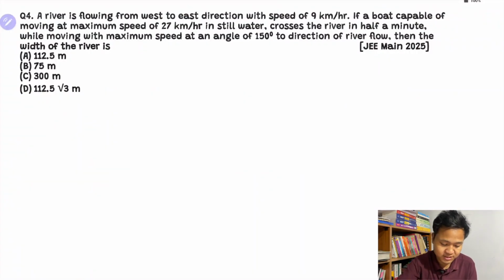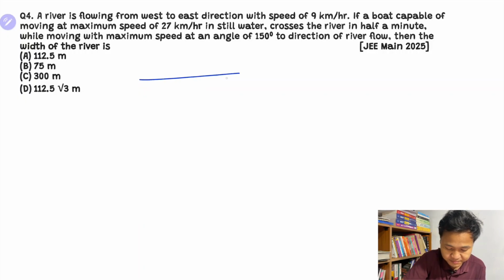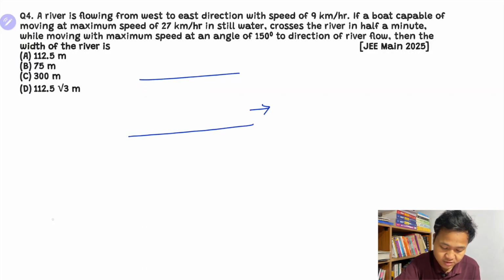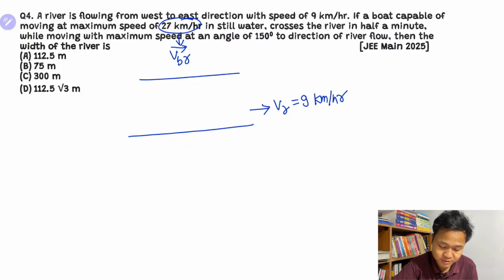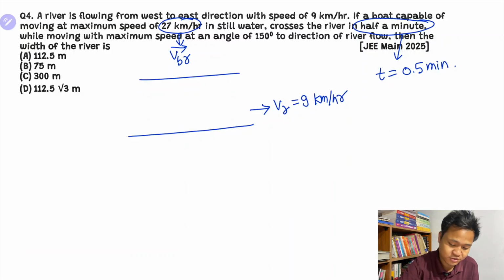Okay, last one, a Siemens question. A river is flowing from west to east direction with a velocity of river of 9 km per hour. A boat capable of moving at maximum speed in still water, that is the velocity of boat with respect to the river, crosses the river in time equal to 0.5 minutes while moving with maximum speed at an angle of 150 to the direction of flow.